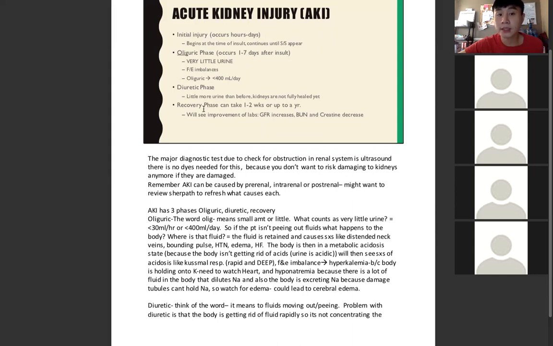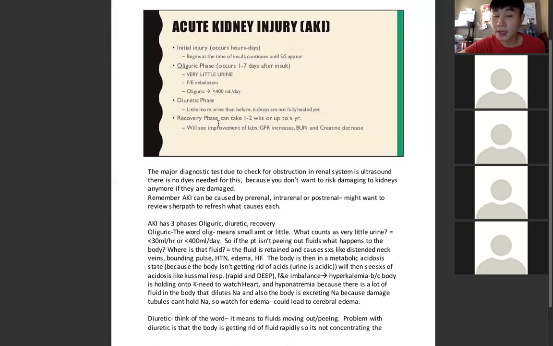And finally, the kidneys will enter the recovery phase. This phase can take 1 to 2 weeks or up to a year. So we see improvement of the labs: the GFR will increase, and BUN and creatinine will decrease.